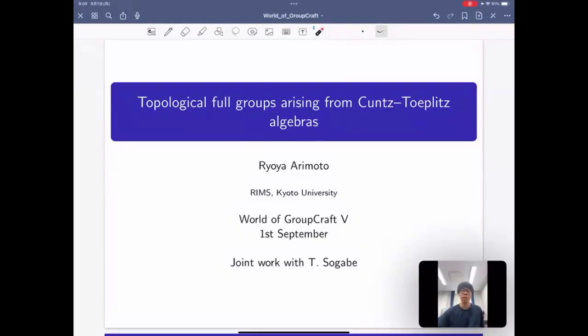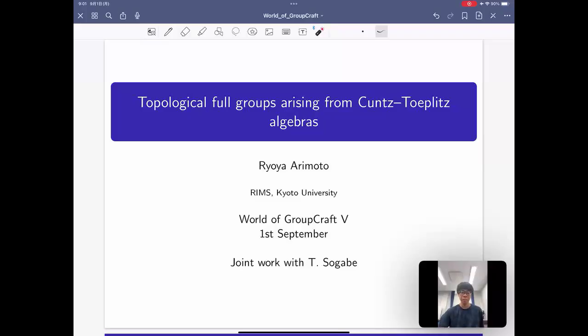First of all, I'm an operator algebraist, and I'm interested in the operator algebras constructed from groups or group actions. This is part of joint work with Taro Sogabe, who is also an operator algebraist. It is a part of joint work because the other result is purely operator algebraic, and rather, it is the main result of our work, but I will only talk about the result which includes the geometric group theoretic frameworks.